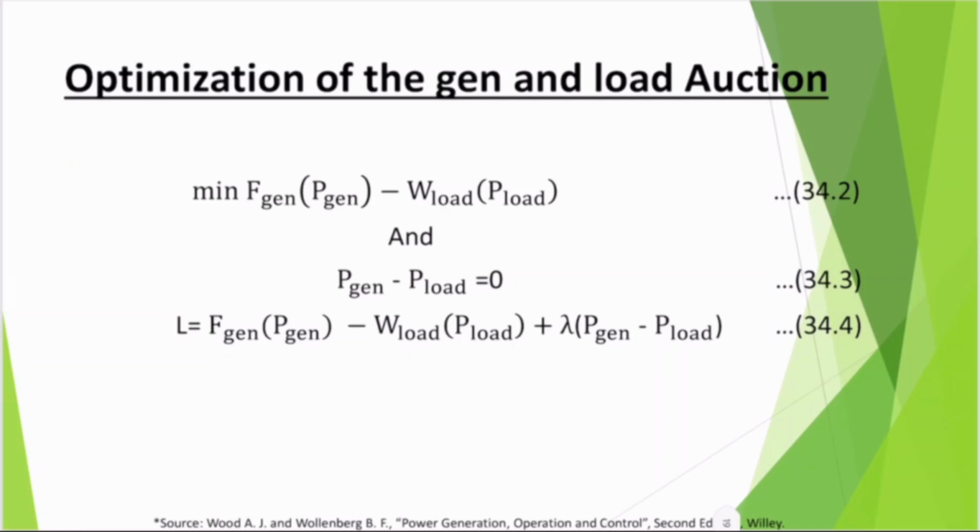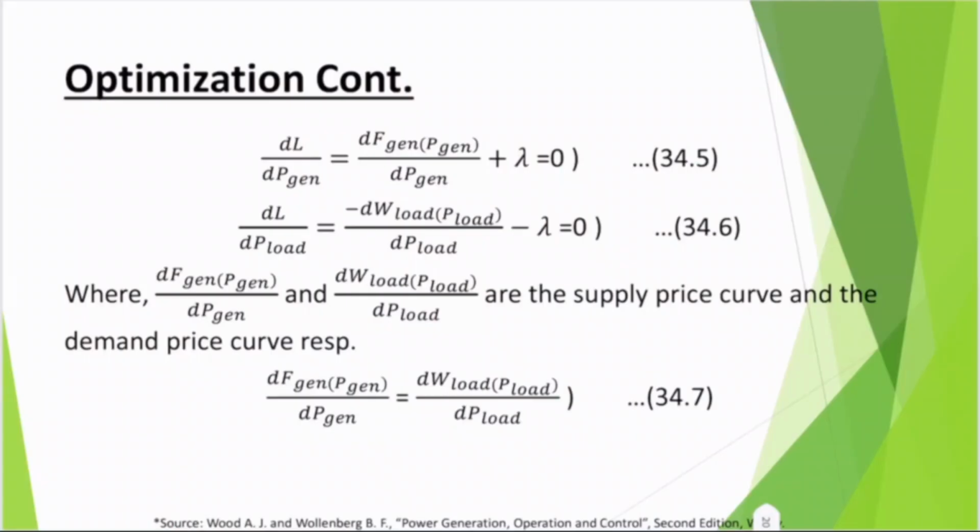Now the Lagrangian function that needs to be created is F(P) minus W(P) plus lambda times (P generation minus P load), and it needs to be optimized. You have been taught how to optimize a Lagrangian function in the past, and probably an optimized market environment problem can also be solved similar to our classical economic dispatch problem. Now similarly, you can differentiate and set it equal to 0, and in the demand price curve representation you have to make sure dF of generation upon dP generation equals dW load upon dP load.